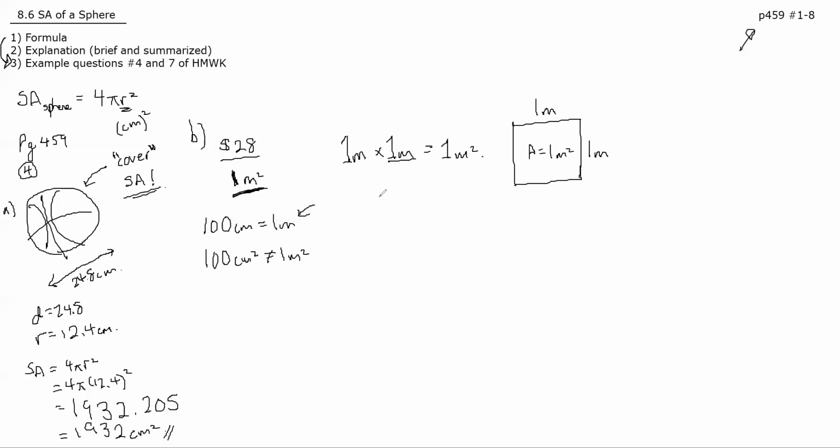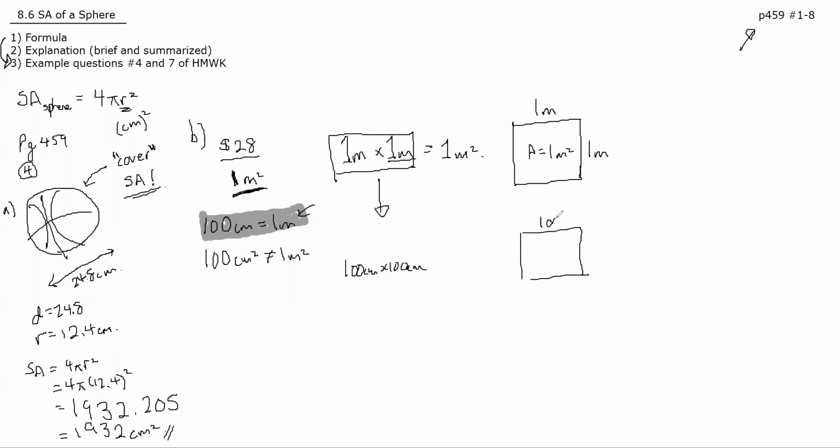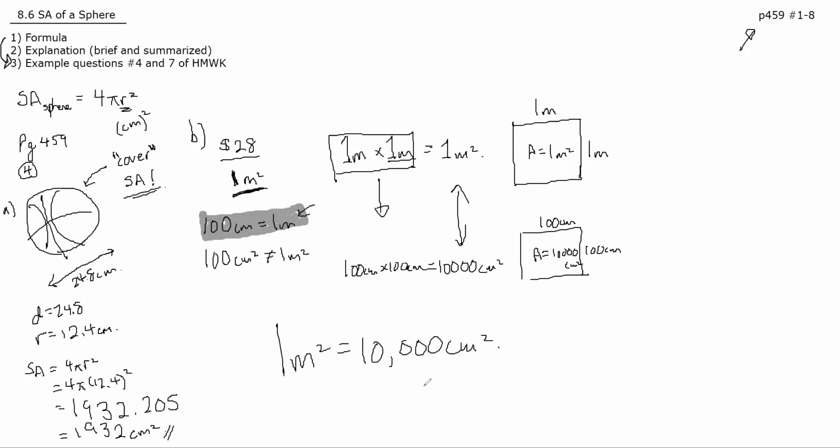With me? We already know that 1 meter is equal to 100 centimeters. So I can turn this equation into 100 centimeters times 100 centimeters. I could turn this picture into 100 centimeters width and length. So what's the area? 100 times 100 is 10,000 centimeters squared. 1 meter squared is equal to 10,000 centimeters squared.